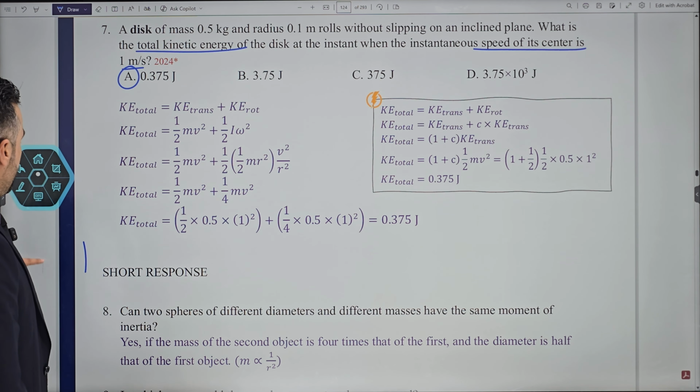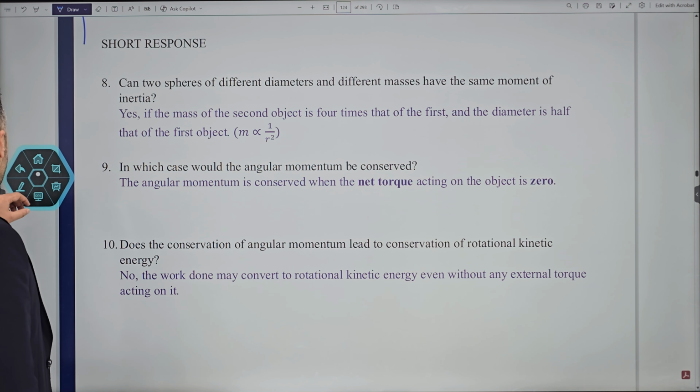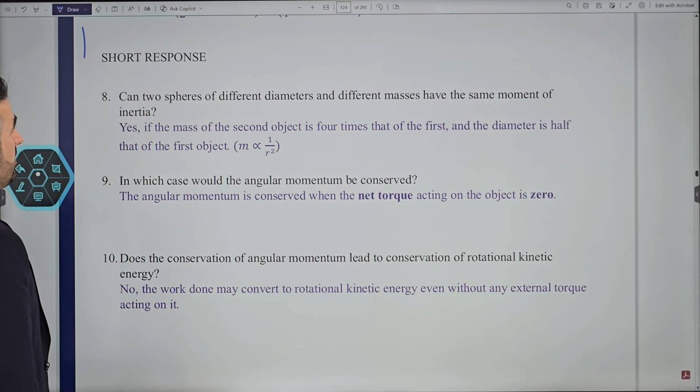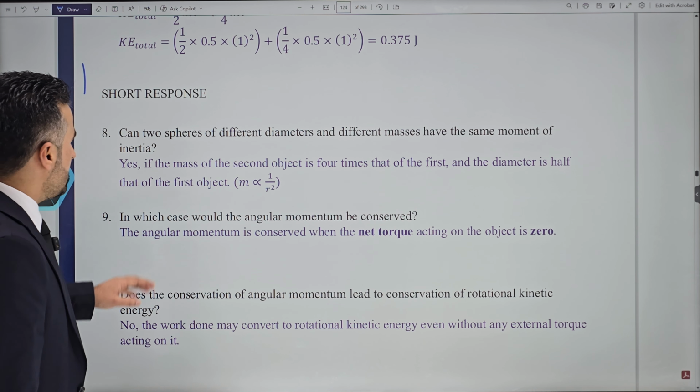It says, can 2 spheres of different diameter and different masses have the same moment of inertia? Yes, but how can this ever happen? 2 spheres of different diameter and different masses. Watch this. Moment of inertia is equal to shape factor times mass times the radius squared. Yes, that's for one of them. And then the other one is going to have a different shape, mass and radius.